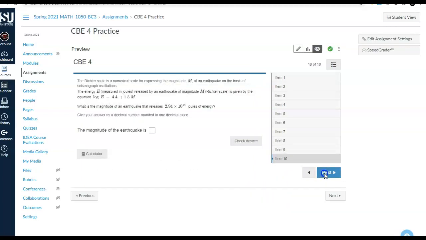And then our last one here, we've got an earthquake one. What is the magnitude if that many joules have been released? So, guys, this one, all we're going to do is plug this in for E in this equation. So it'll be log of 2.94 times 10 to the 14, and that's going to be equal to 4.4 plus 1.5m. And so I can find out what this value is here. Again, you should have your calculator that will do that.